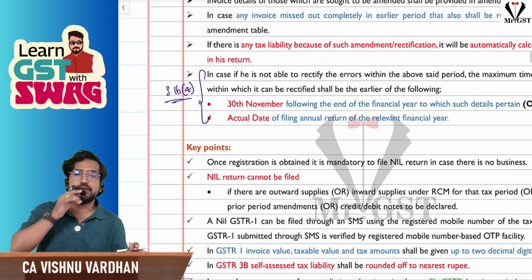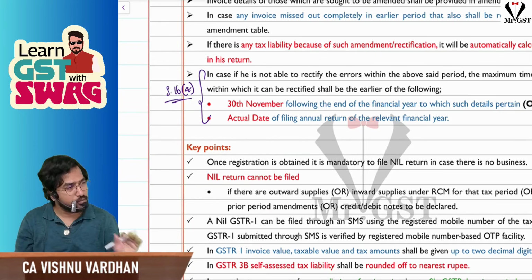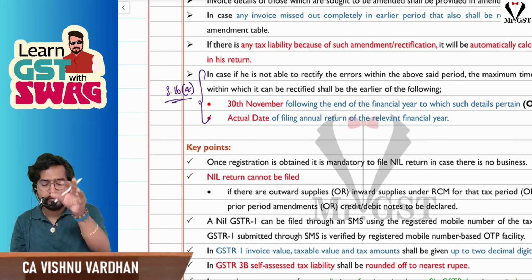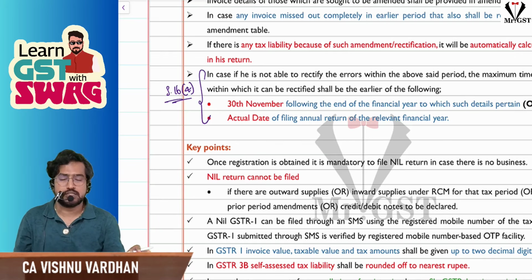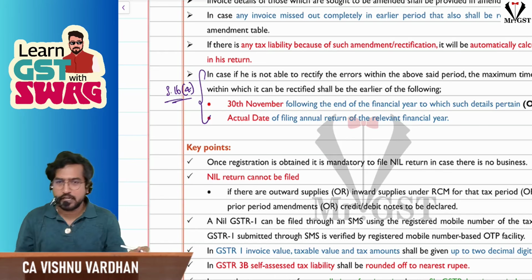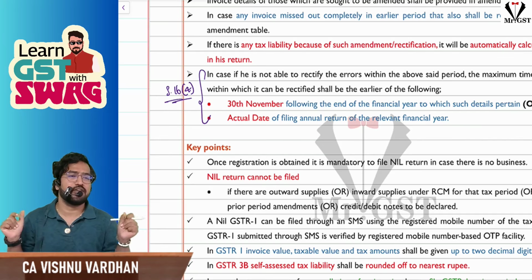I repeat again, any mistakes in GSTR 1 can be rectified using the next month's GSTR 1. In every GSTR 1, there will be amendment tables. Using those amendment tables, you can rectify the errors. But is there any deadline for rectifying the errors? Yes, there is a deadline: 30th November of the succeeding financial year or the actual date of filing the annual return of the relevant financial year. Shall we continue?